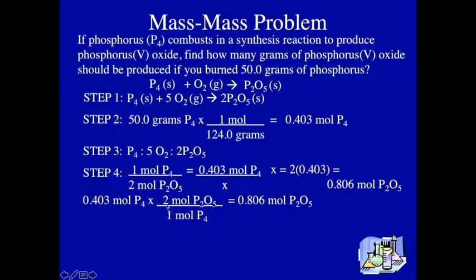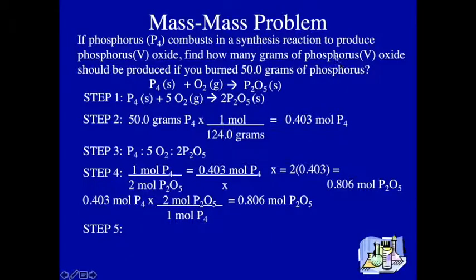The other way I can do it is I know how many moles of phosphorus molecules I have, and then I multiply that by the ratio where I have what I want on the top, what I want to get rid of on the bottom. These two units cancel out, and I get 0.403 times 2, which is 0.806 moles of my substance, my phosphorus 5 oxide or my diphosphorus pentoxide.